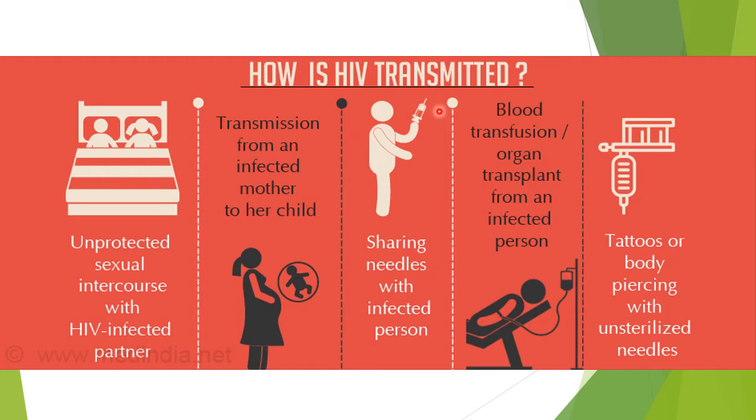So how is HIV transmitted? We all know that HIV is transmitted through unprotected sexual intercourse with an HIV-infected partner. However, it can also be transmitted from an infected mother to child through breastfeeding or through delivery itself. It can be transmitted when people share needles with an infected person, when there is blood transfusion or organ transplant from an infected person, or when there is tattoo or body piercing with unsterilized needles.